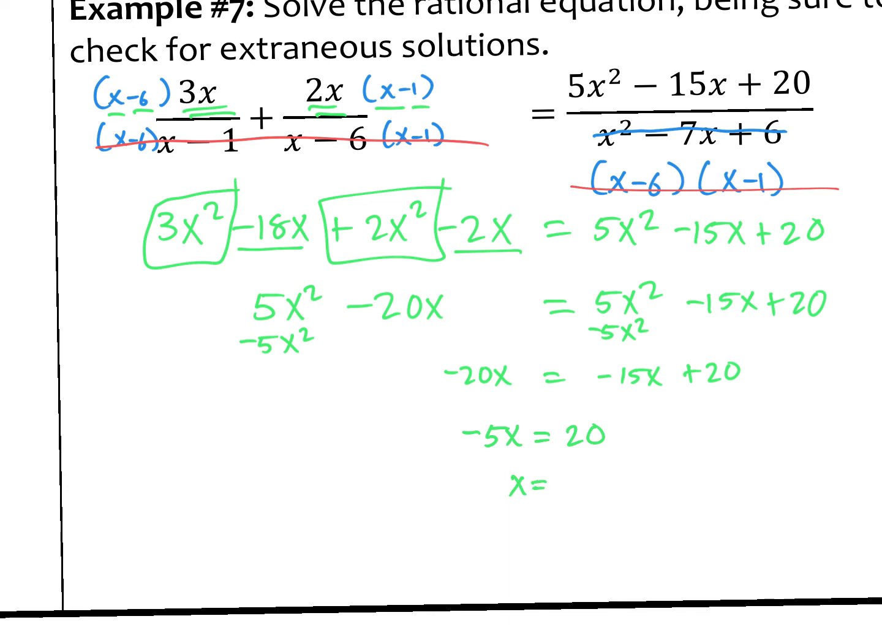x equals negative 4. If I plug negative 4 into my original denominators, negative 4 minus 1 would be negative 5. That's okay. Negative 4 minus 6 would be negative 10. That's okay. And then negative 4 minus 6, negative 4 minus 1, no zeros anywhere. Okay, so I'm all good with negative 4. That is my solution.